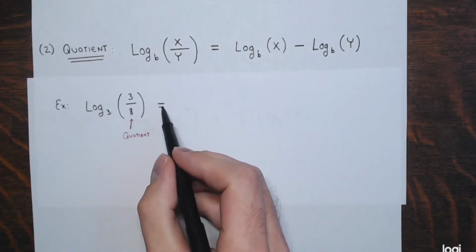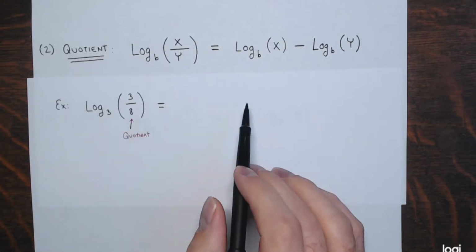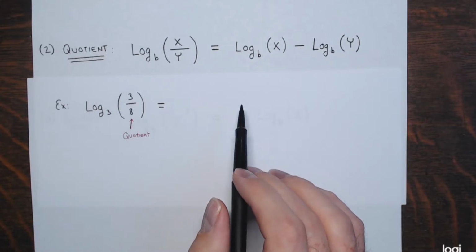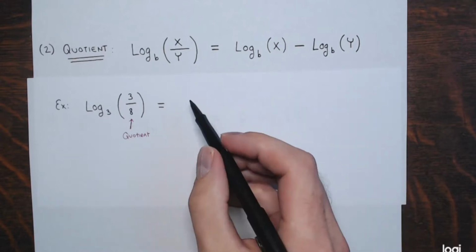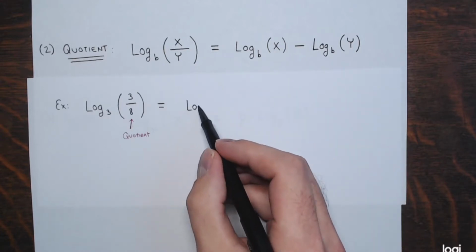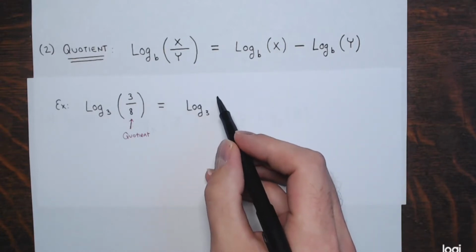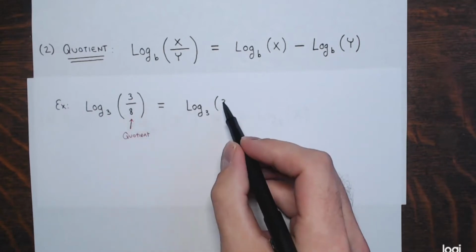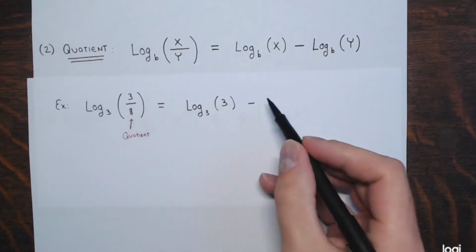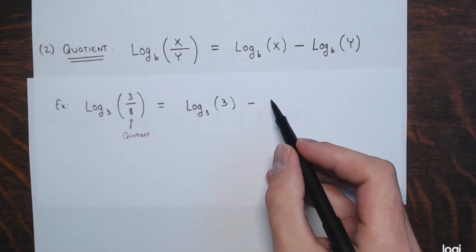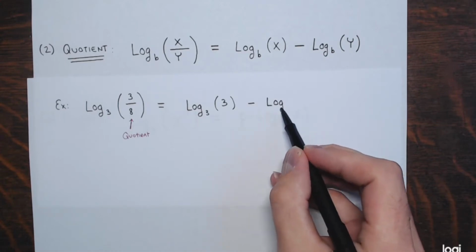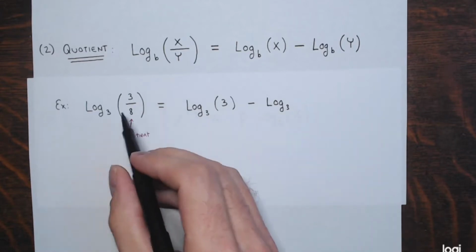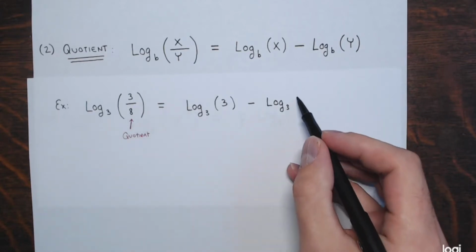And if that's the case, we can split it up. We can write it as an equivalent expression as a difference of logs. The log of the numerator, the log base 3 of 3, minus the log of the denominator, log base 3, and again, all the same base throughout these properties, log base 3 of 8.